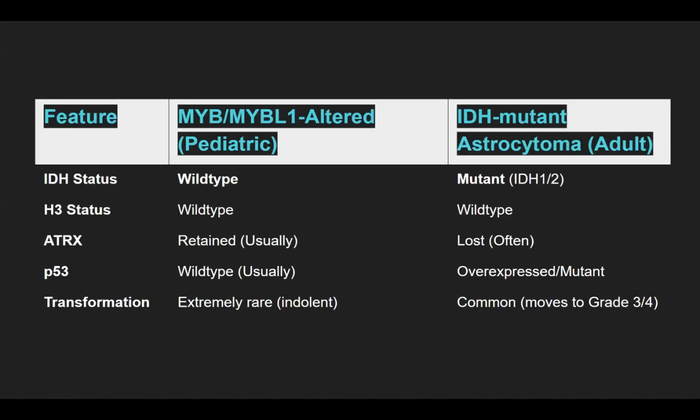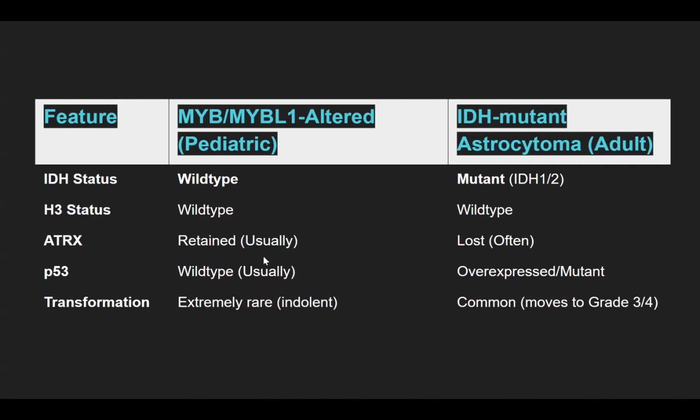So, I made this comparison table just to give you guys a very good idea about how different it is from the IDH mutant astrocytoma, even though this is also a diffuse astrocytoma. So pediatric diffuse astrocytoma is IDH wild type. H3 status is also wild type. ATRX is retained, whereas its expression was lost in IDH mutant astrocytomas, the adult variants.